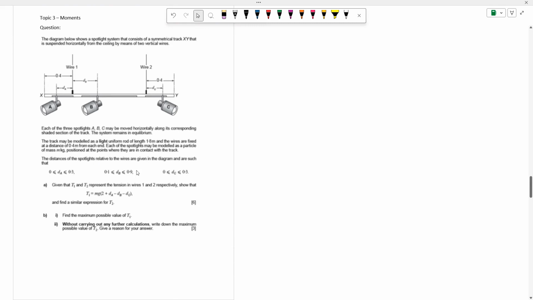Right, moments. Again, this is one that's come up in the past before, and it looks really, really complicated, okay? But we are just going to break it down a little bit more. The diagram shows spotlights for us. So a spotlight system that consists of a symmetrical track XY, that's suspended horizontally by two wires. So I've got wire 1 and wire 2. Now straight away, because there's wires, they must have tension in them. So let's call this one T1. Let's call this one T2.